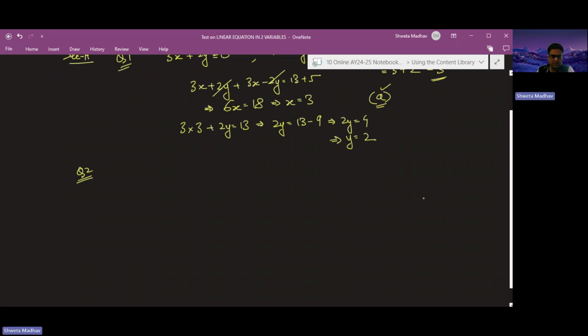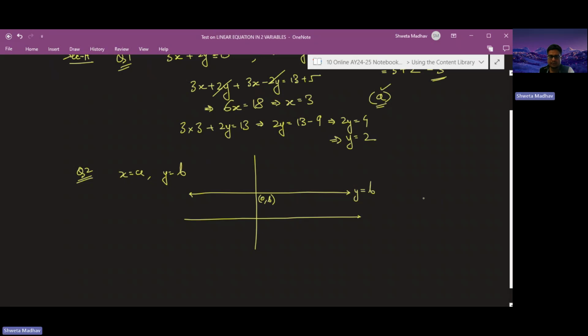In question number 2, it has been told the pair of equations x equals a and y equals b represent lines which are. So we know that y equals b is a straight line which is parallel to the x-axis and which will intersect the y-axis at the point (0, b). So this is the line having equation y equals b. Since we know that the equation of the x-axis is y equals 0.